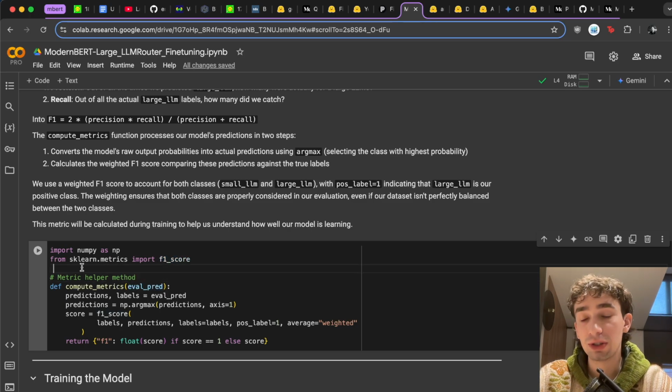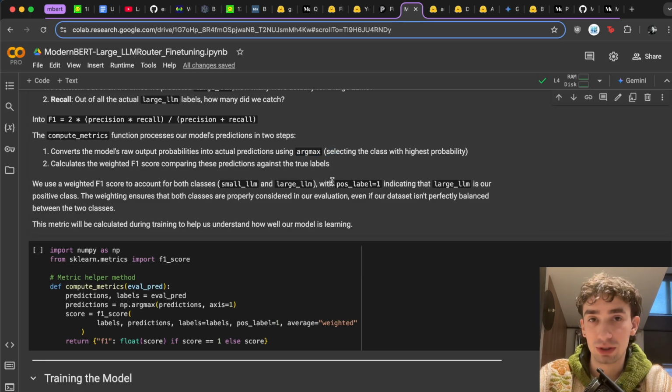So our function here for finding the F1 score is going to actually take in our raw output probability, which is going to show, given an input, the probability of it being either a 1 or a 0, which is going to be either a large or a small language model, use an argmax, which is going to select the class with the highest probability, and then calculate our weighted F1 score.